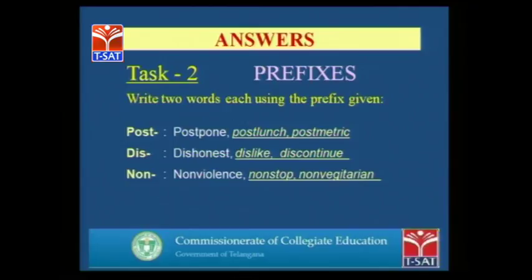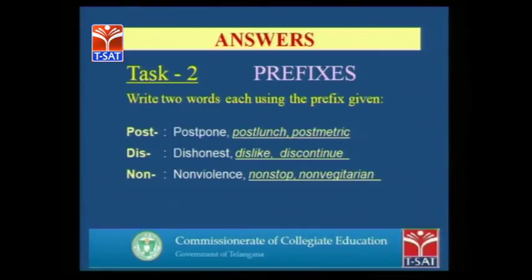In fact, there is no such word in actual English as prepone. That's an Indian coinage. And dishonest, dislike, discontinue, disconnect. If you don't pay the bill on time, your phone will get disconnected.